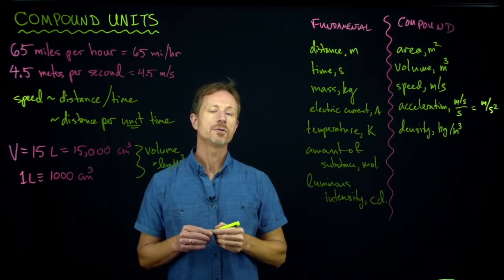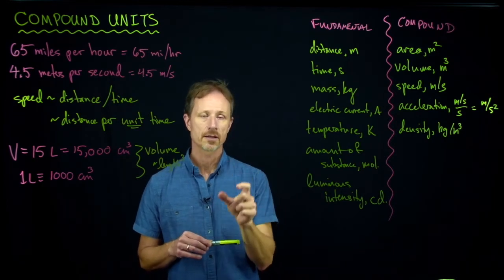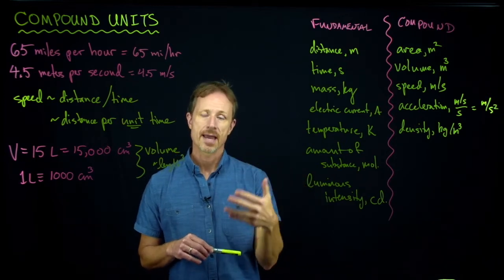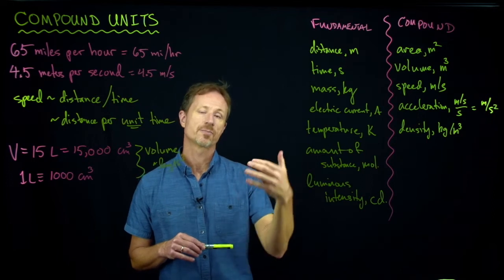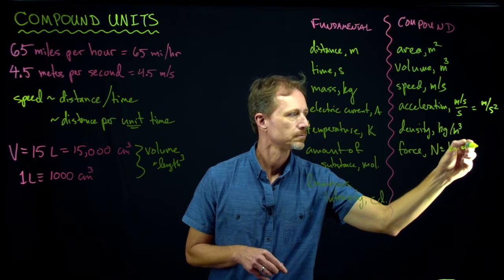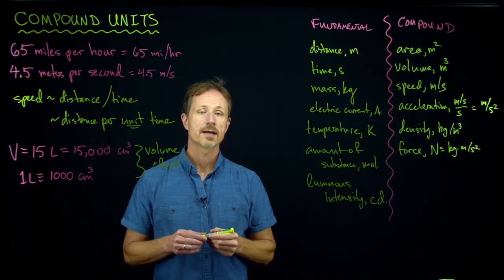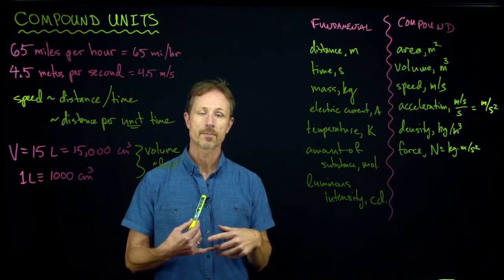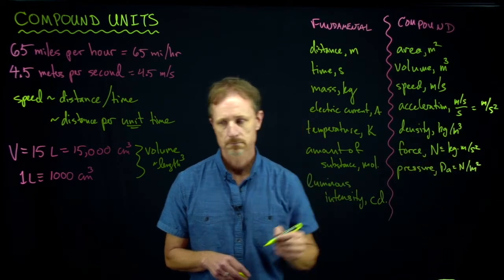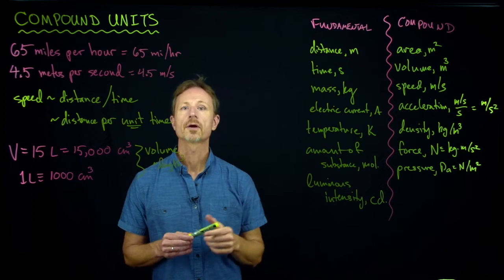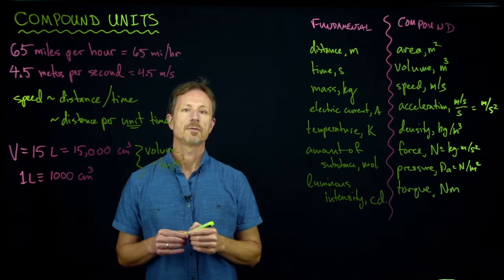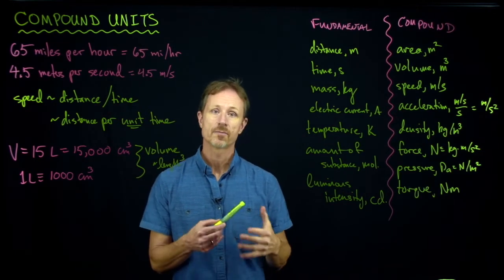And force in newtons, where a newton is defined to be a kilogram times a meter per second per second. In other words, the dimensionality of force is mass times acceleration, which is mass times distance per time squared. Pressure in pascals, where a pascal is defined to be a newton per square meter of area. Torque, twisting, torque in newton meters. Energy in joules, where a joule is defined to be a newton times a meter.